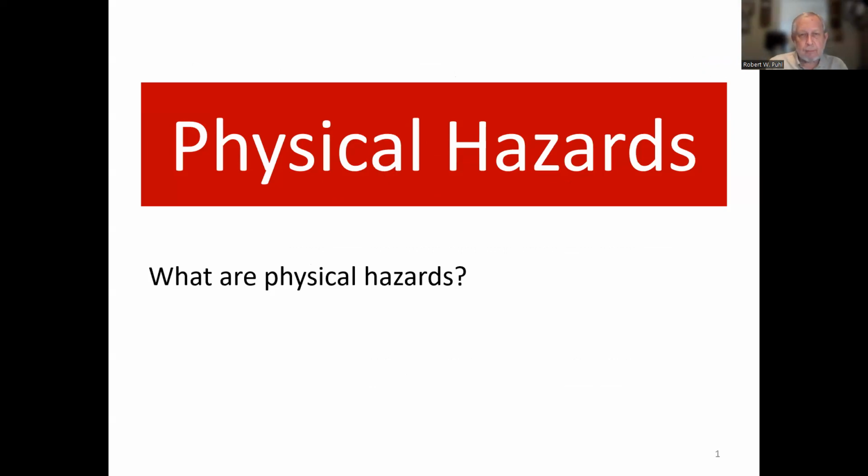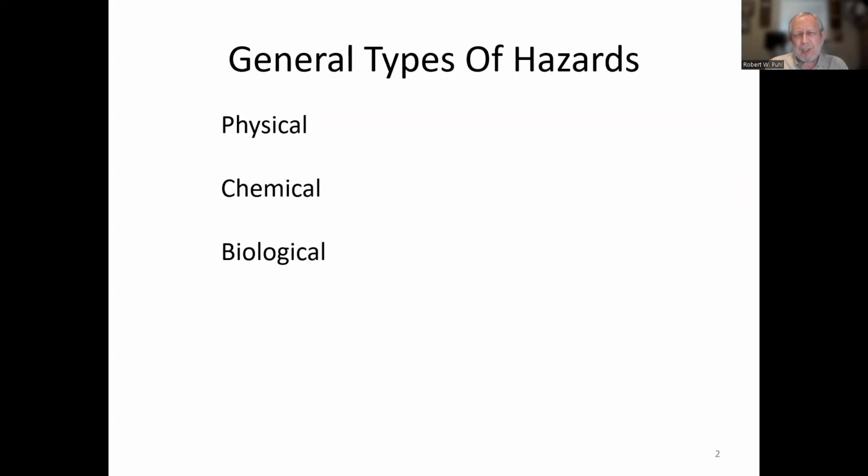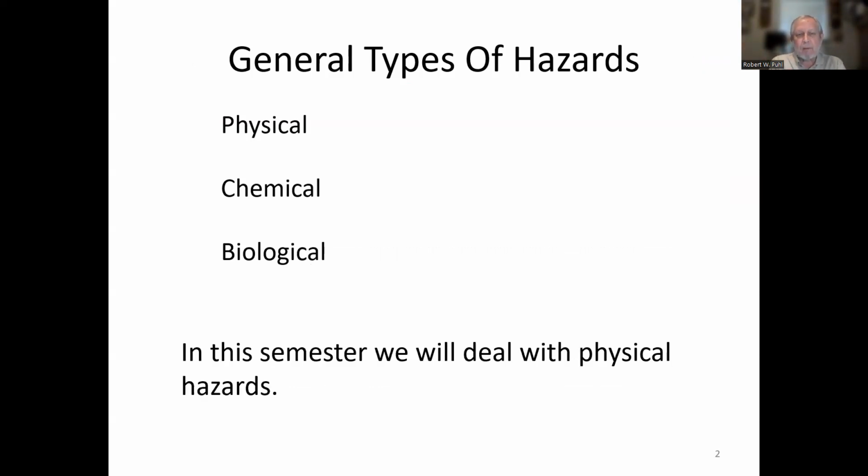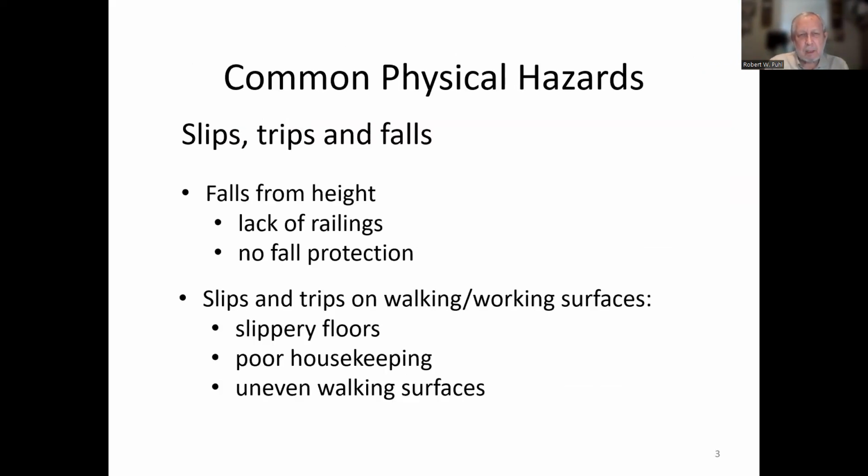There's three general types of hazards: physical, chemical, and biological. Biological, diseases, that type of thing. Chemical, well, chemicals. And physical. So this semester, we're just going to deal with physical hazards. That's why it's called physical hazard control. We might touch on chemical a little bit, but as a rule, no.